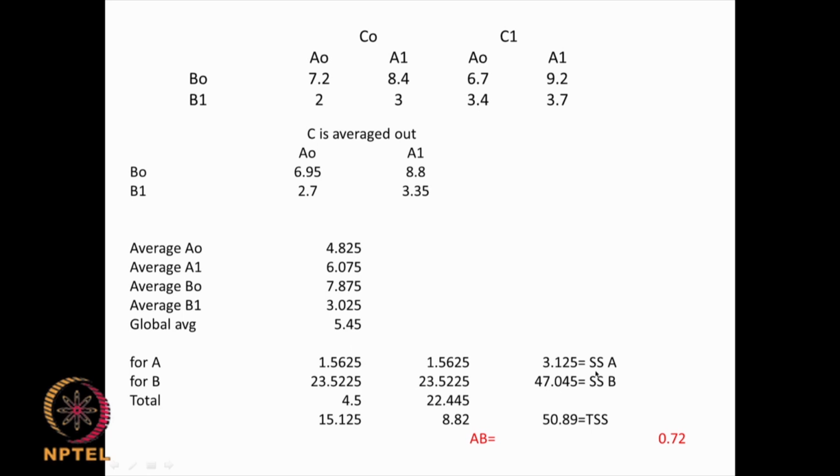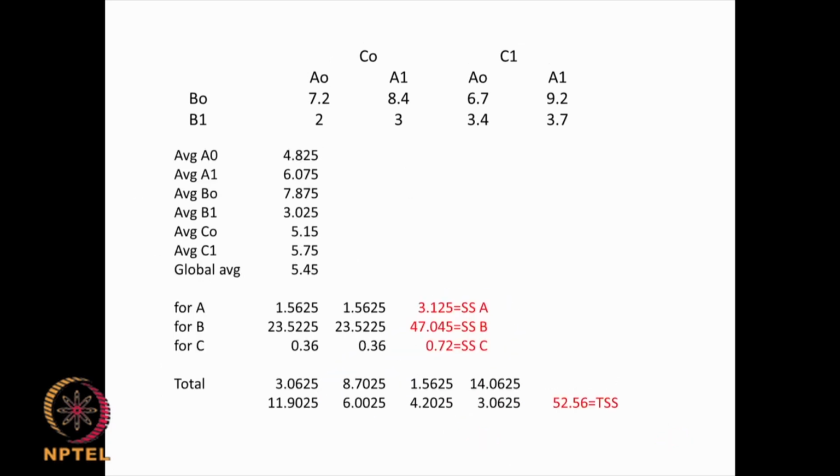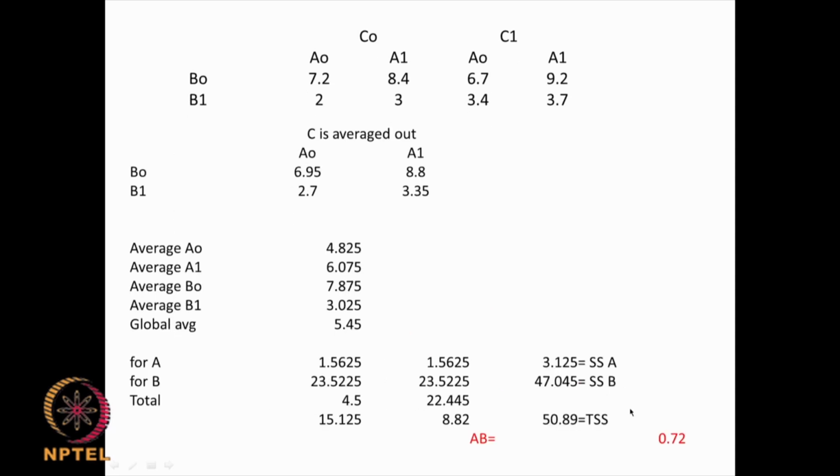Okay. So, from the previous table, we got the sum of squares for A, sum of squares for B, sum of squares for C, total sum of squares, and then from the next one we got the sum of squares for AB here.